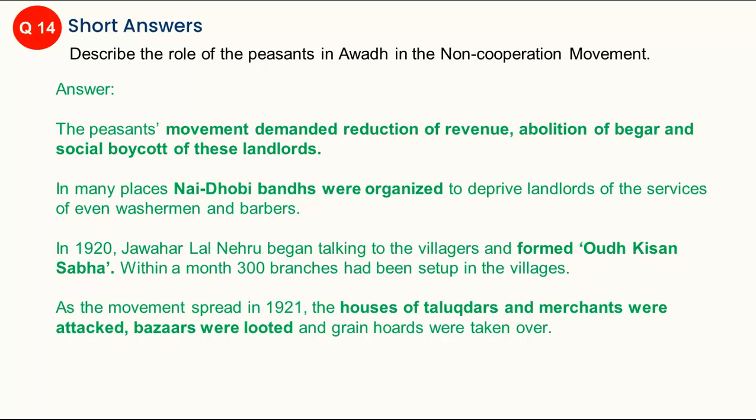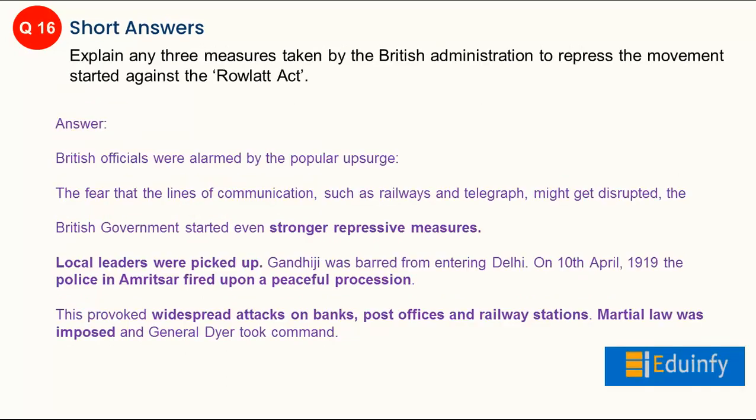In 1920, Jawaharlal Nehru began talking to the villagers and formed the Awadh Kisan Sabha. Within a month, 300 branches had been set up in the villages. As the movement spread in 1921, the houses of talukdars and merchants were attacked, bazaars were looted, and grain hoards were taken over.